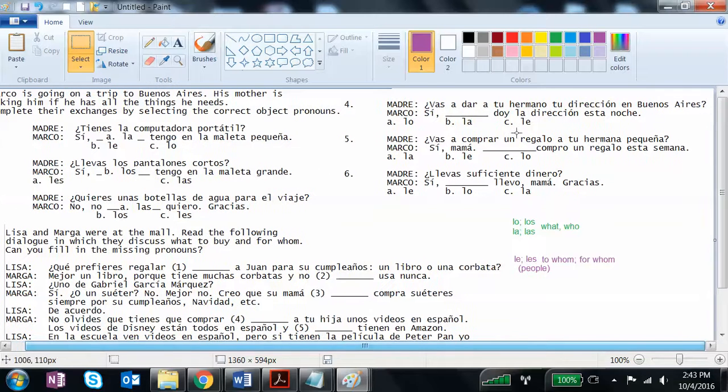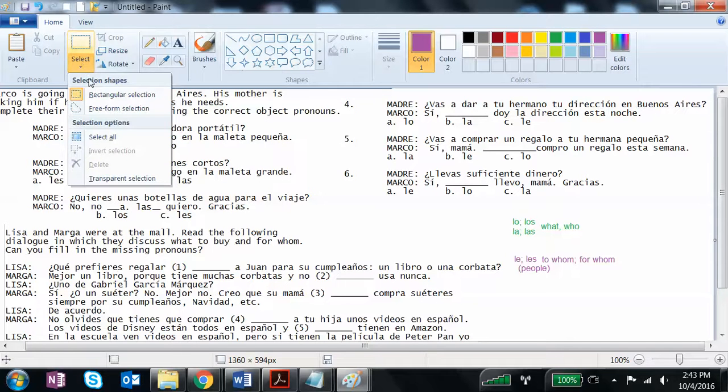Madre, ¿vas a dar a tu hermano tu dirección en Buenos Aires? Sí, doy la dirección esta noche. This one has three parts. It has a subject, I, for the verb, I give. What am I giving? Address. To whom am I giving it? Brother. So what's missing in the answer is not the direct object, what's being given, not your subject, but to whom it's being given, which is your brother. That would be indirect. That's when you would use le.